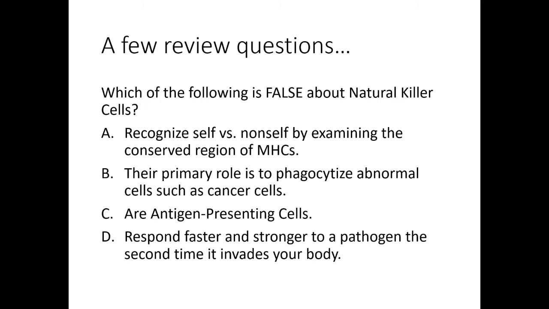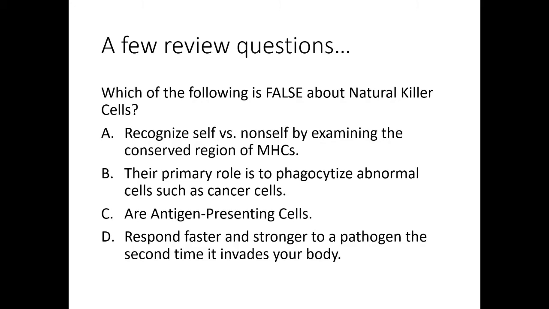And so if a cell is foreign, it will not have the same pattern of our own MHCs, and so the natural killer cells will phagocytose them. And so that leads us to B. Their primary role is to phagocytose abnormal cells, including cells like cancer cells. Okay.